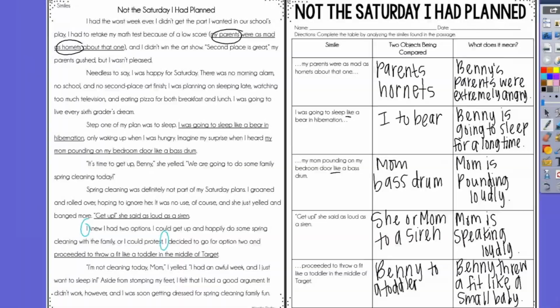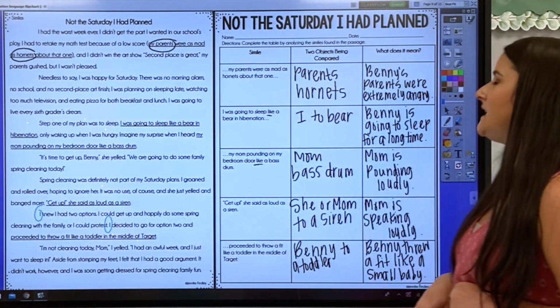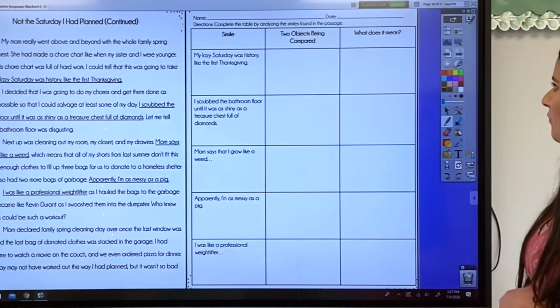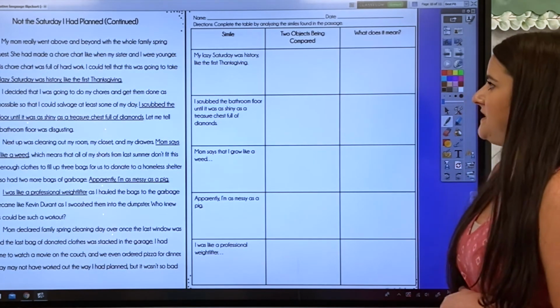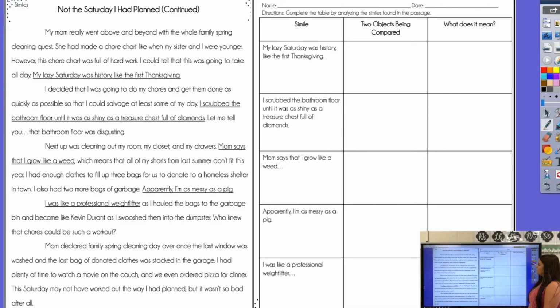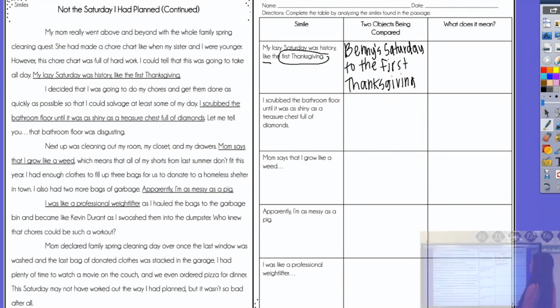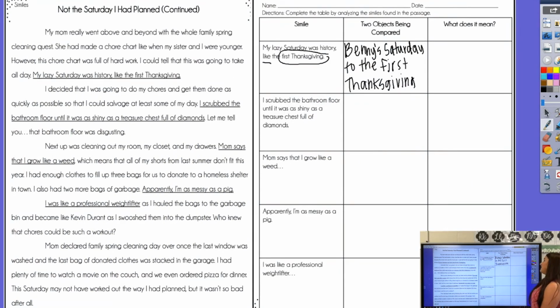Okay, so that was the first page of the text. Now let's keep going and do the second page of the text. My lazy Saturday was history, like the first Thanksgiving. Okay, we have like. We're comparing the first Thanksgiving to his Saturday. The literal meaning is it's not going to happen. What he had planned for his Saturday is not going to happen.